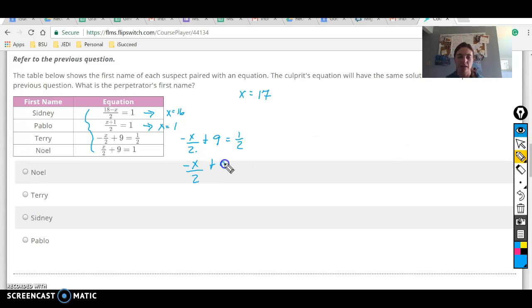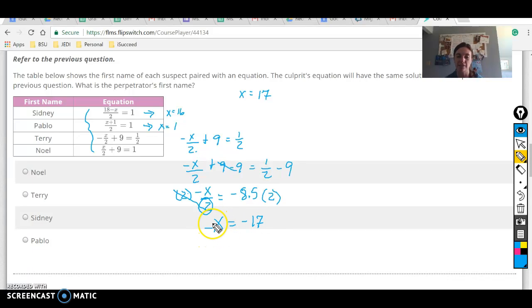Let's say plus 9 minus 9 equals 1/2 minus 9. So these 9s will cancel out, and I'm left with negative x over 2 equals negative 8.5, right? Now I can multiply both sides by 2. So let's go ahead and do that. And when I do that, they cancel out on the left, and I have negative x equals negative 17.